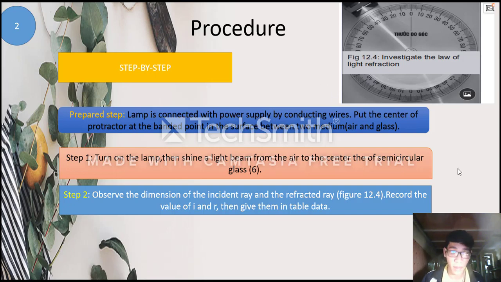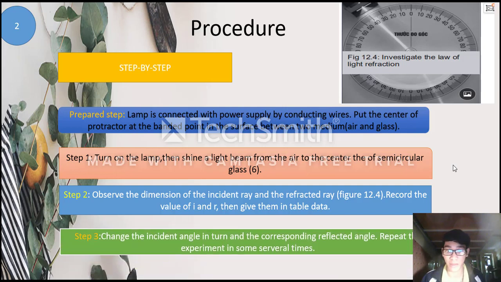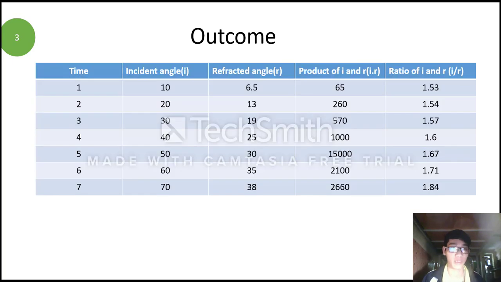25 degrees. We must repeat the experiment several times, changing the angle, decreasing or increasing the incident angle. What happens with the refracted angle? We record them in the data table. After repeating the experiment several times, we got the data values: 1, 2, 3, 4, 5, 6, 7 times.